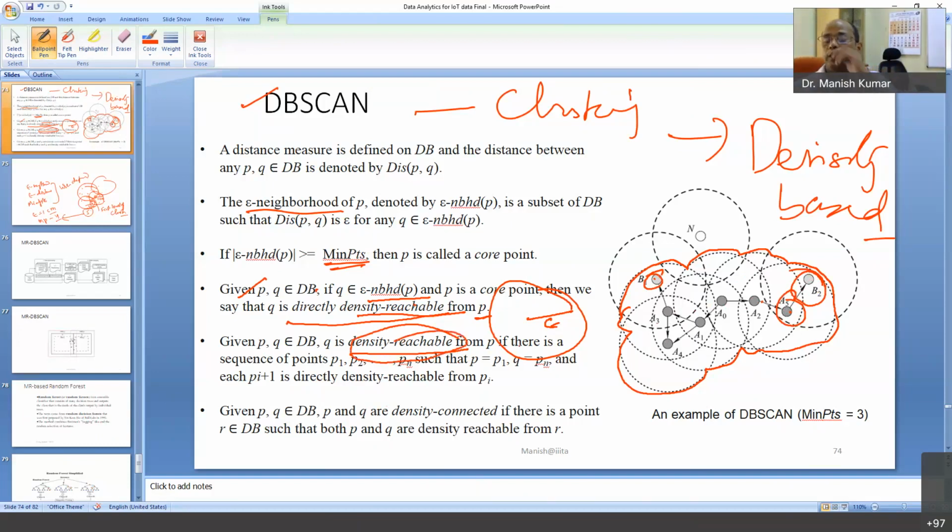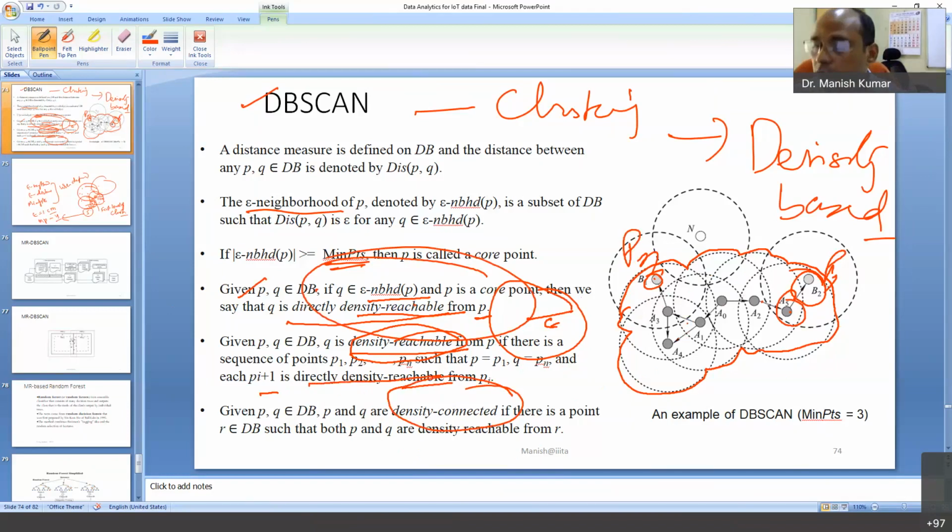So it says that from P, if there is a sequence of points P1, P2, Pn, such that P is P1, Q is Pn. So I can say that this is my P1 and this is my Pn. Then each Pi plus 1 is directly density reachable. That means each is having this part. Okay. So all these points are referred to as density connected. And this consists of one cluster of the data.